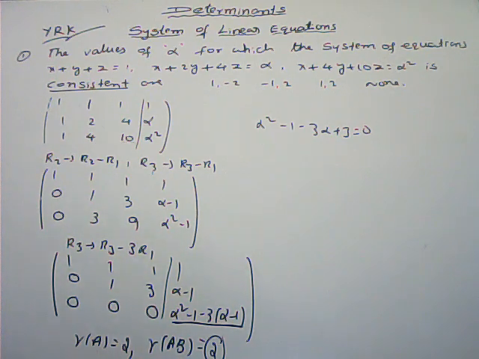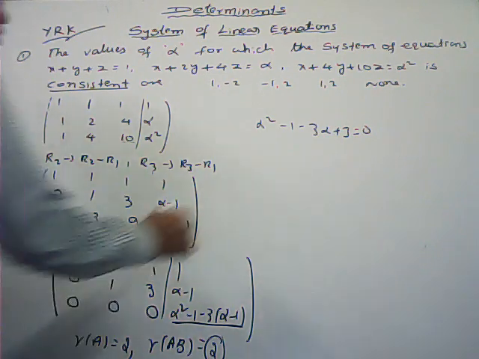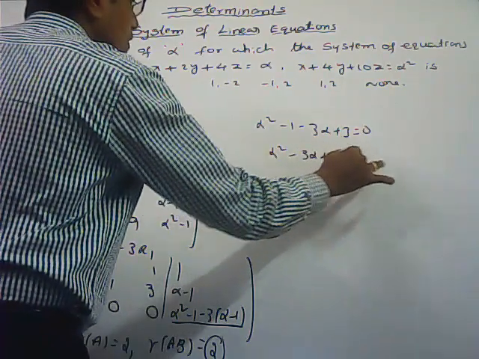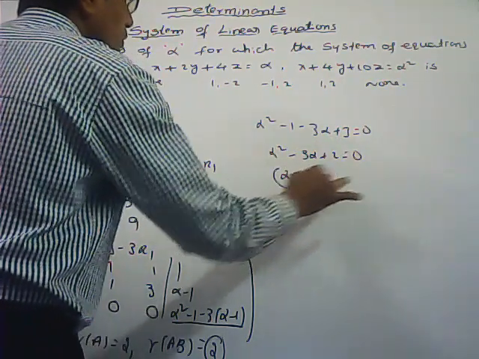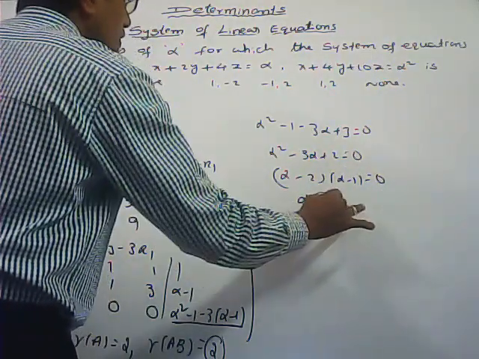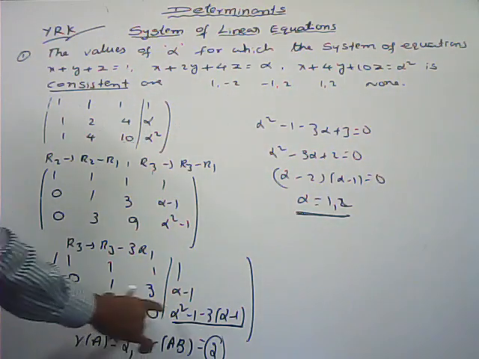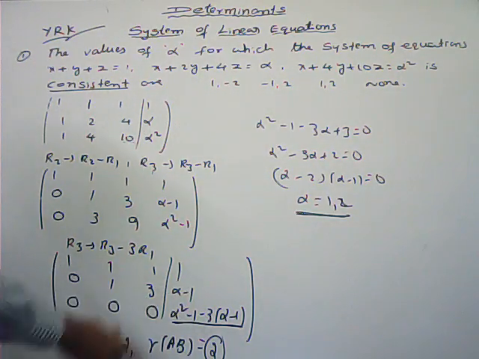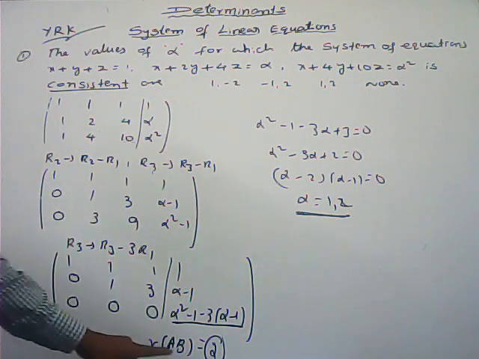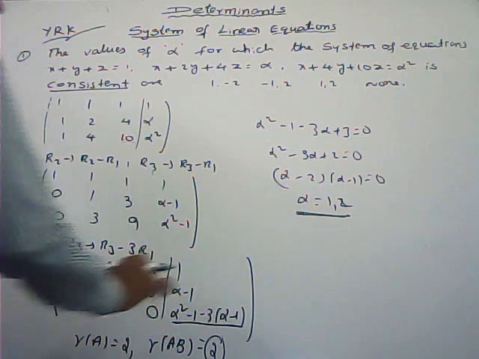Either unique or infinitely many solutions, at least one solution is there. The system of linear equations is said to be consistent. Now alpha square minus 3 alpha plus 2 is equal to 0. Alpha minus 2 into alpha minus 1 is equal to 0. Alpha is equal to 1, 2. For these values of alpha, the total value becomes 0, and then the rank of the augmented matrix is 2. So both the ranks are equal: rank of A is equal to rank of AB.